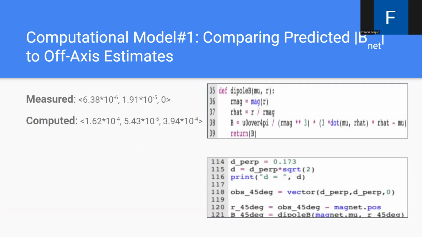The first computational model compared the predicted magnitude of the B value to off-axis estimates. Here you can see the measured versus the computed values, and on the right you can see some of the computational modeling that went into this component of the lab.